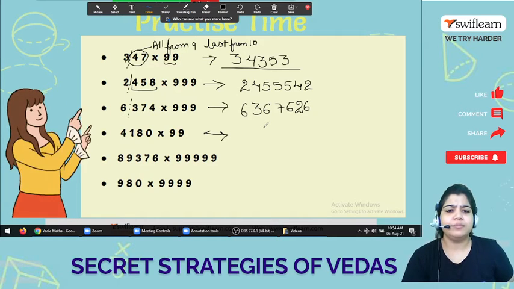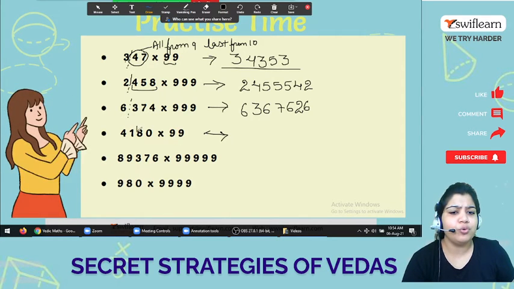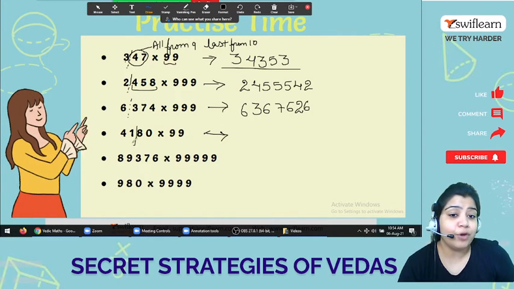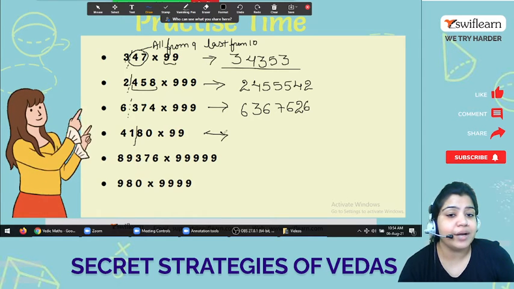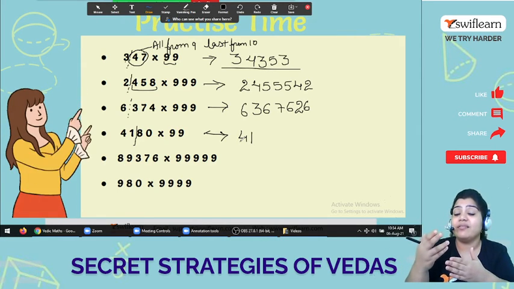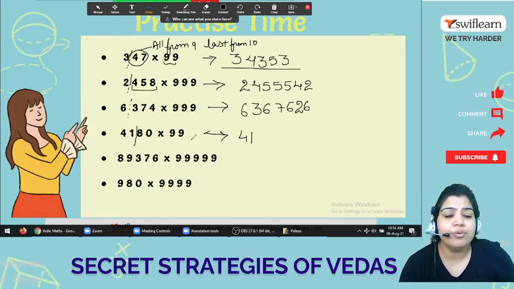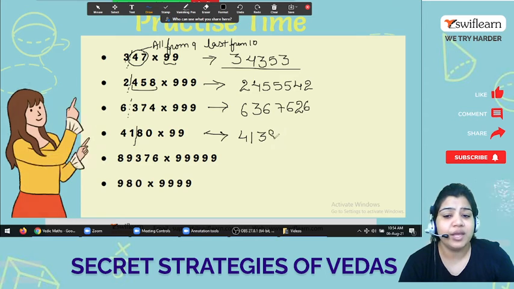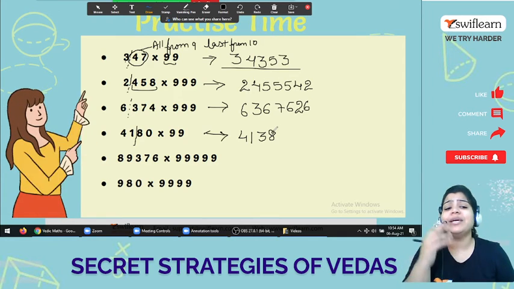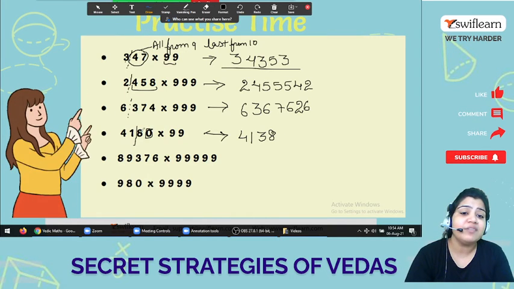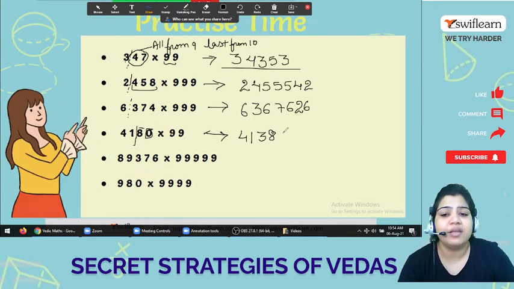Here 2 9s, so we leave 2 digits. 41 becomes 42. One more, and that 42 you have to subtract from 4,180. So this one, now again your subtrahend digit is greater than 0. So what will we do? 1 borrow. So 7 minus 4 is 3 and 10 minus 2 is 8. And for the right part, all from 9, last from 10. But I told you, whenever we have 0 in the last, the previous digit is considered as the last. So 10 minus 8 is 2.